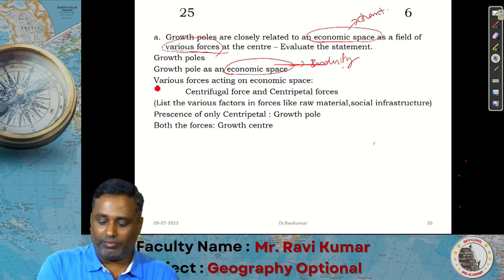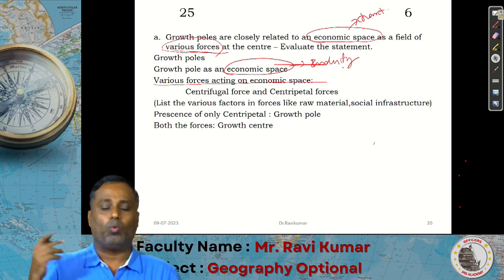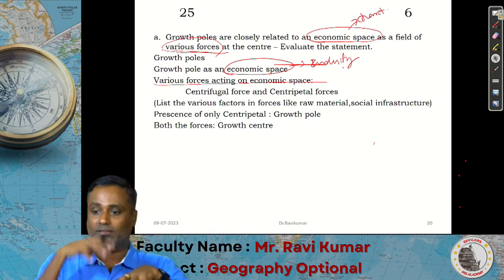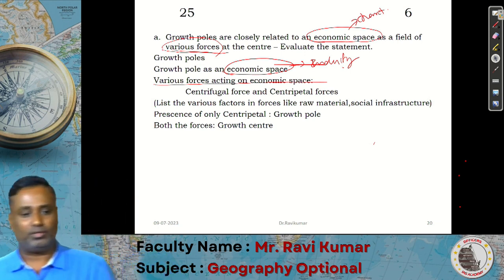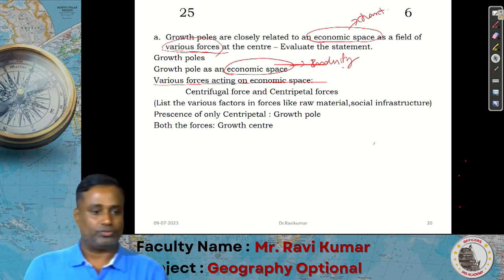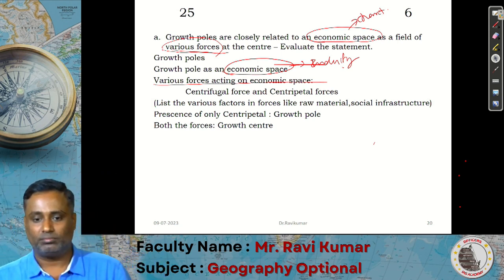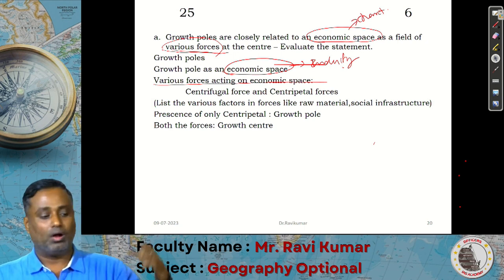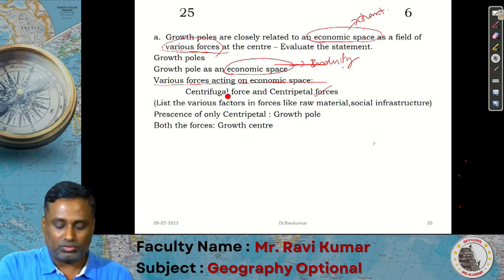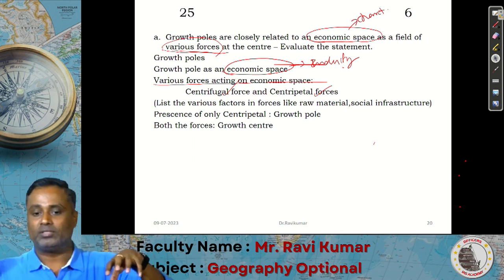And now we will talk about the various forces acting on the economic space, centrifugal and centripetal. Now you tell me what kind of forces will affect the industry from outside. Labor, raw material, political situations, transport system. Okay, all these factors will influence it. How do they influence it? Now, how does the centrifugal force, the industry, influence the outer space?